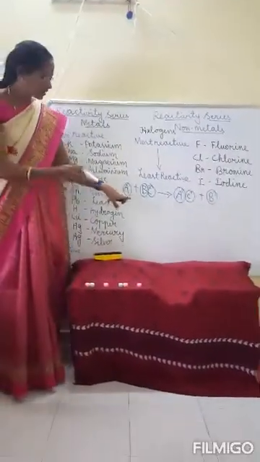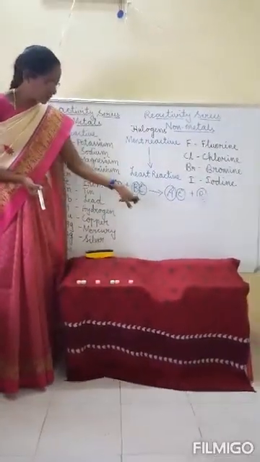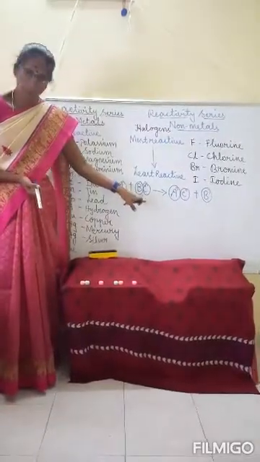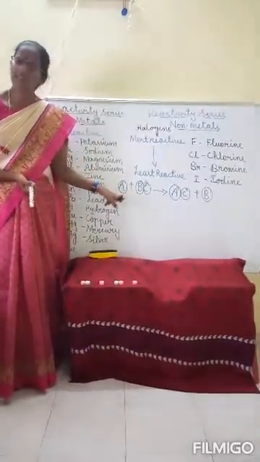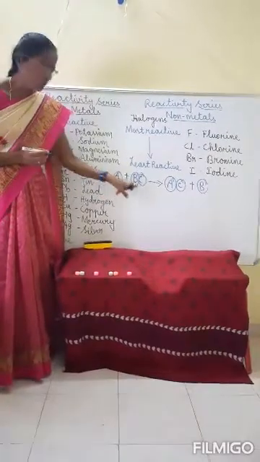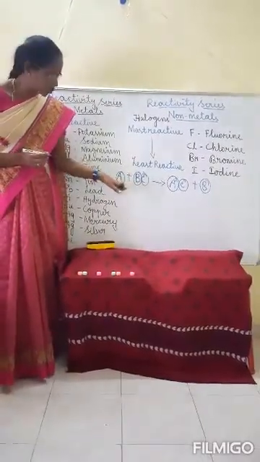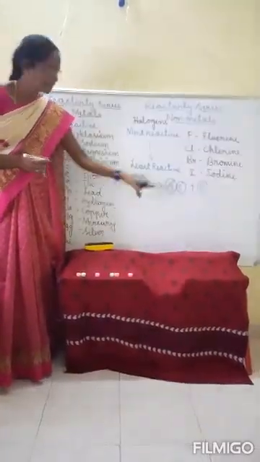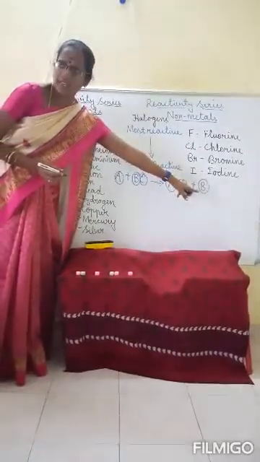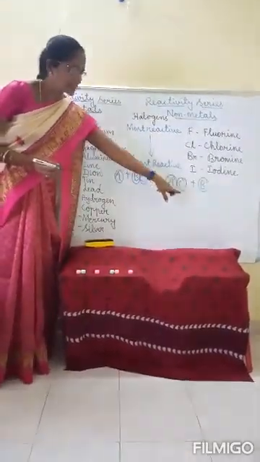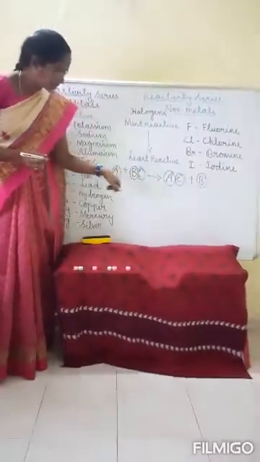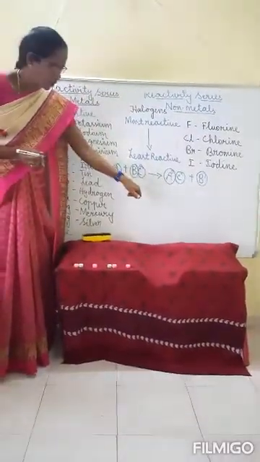See here, this A is an element, B and C is a compound. This A element is more reactive than B element. So A displaces the B. That's what we get, B here. Okay. So we get AC as well as B. It is an element. It is a compound.